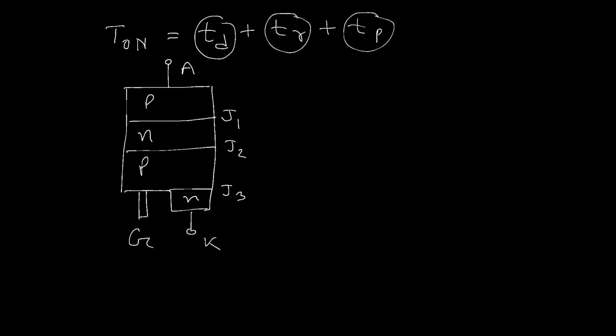Suppose thyristor initially is in forward biasing mode, means we can say anode is more positive with respect to cathode, as well as we are giving the gate pulse across gate. That means suppose gate is positive with respect to cathode. When we apply the gate pulse across gate, then the gate current begins to flow from gate to cathode in this way.